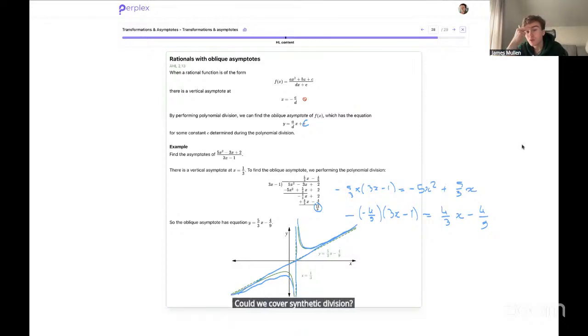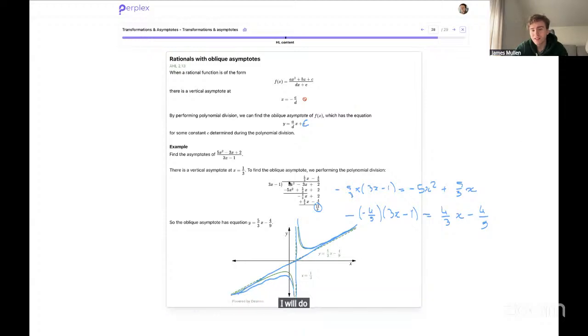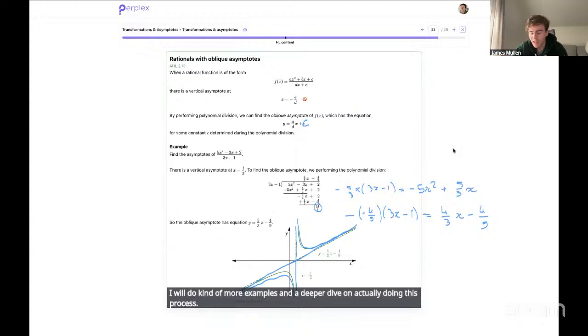So if you want to do division, the session on polynomials, which is next week, I will do more examples and a deeper dive on actually doing this process. So that's next week if you want to show up for that. Okay.